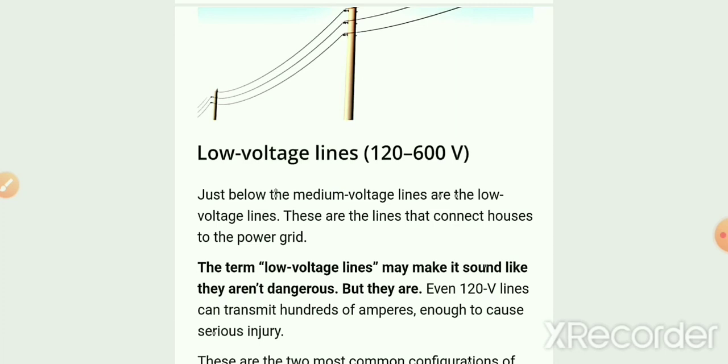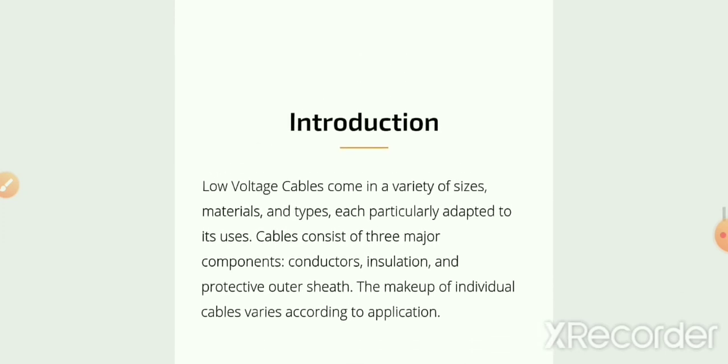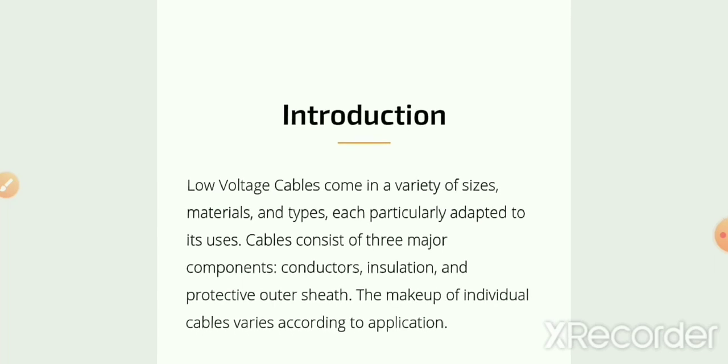So the low voltage cables come in a variety of sizes, materials and types, each particularly adapted to its use, and a cable consists of three major components: conductor, insulation and protective outer sheath.